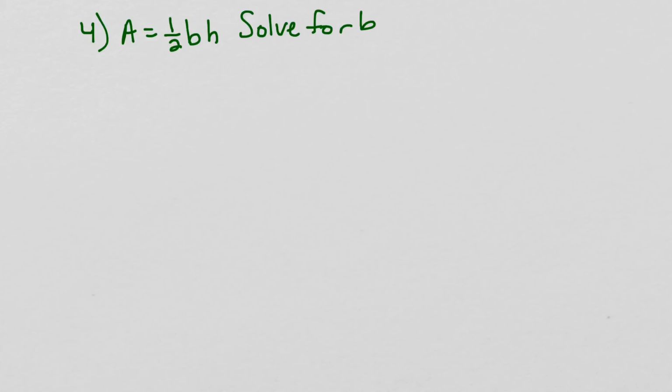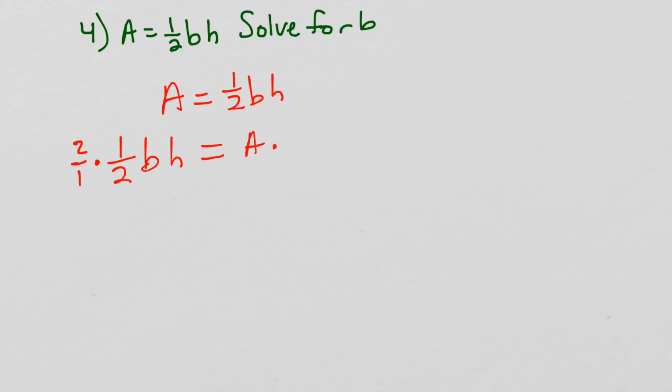for b. So now I'm going to do A is equal to 1/2 bh. Is the b on the left? It's not. So I'm going to do 1/2 bh is equal to A. The 2 is dividing, so the opposite of dividing by 2 is multiplying by 2. So I have bh is equal to 2A.